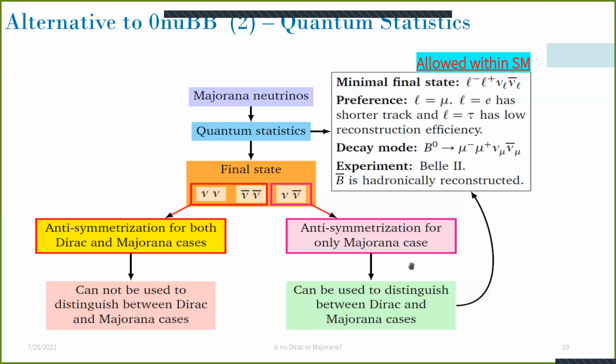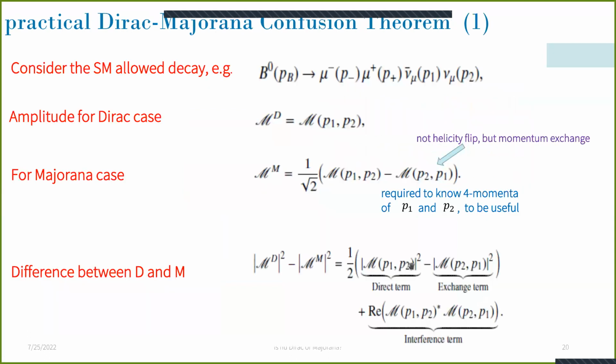That's good because in the Dirac case nu bar is always coming out. But if there's a Majorana, you can distinguish. That's what I'm saying. Okay, probably right.